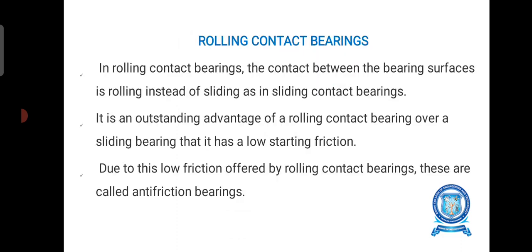Then we are going to discuss rolling contact bearings. In a rolling contact bearing, the contact between the bearing surfaces is rolling instead of sliding as in a sliding contact bearing. It is an outstanding advantage of a rolling contact bearing over a sliding bearing that it has a low starting friction. Due to this low friction offered by rolling contact bearings, these are called anti-friction bearings.